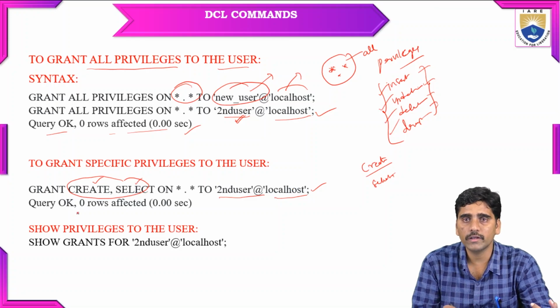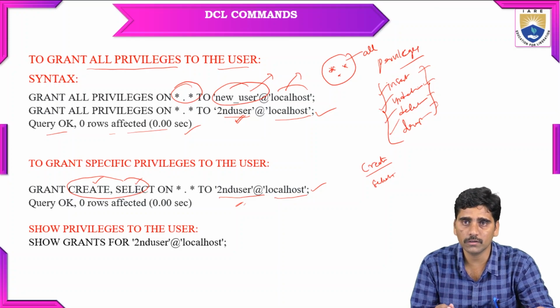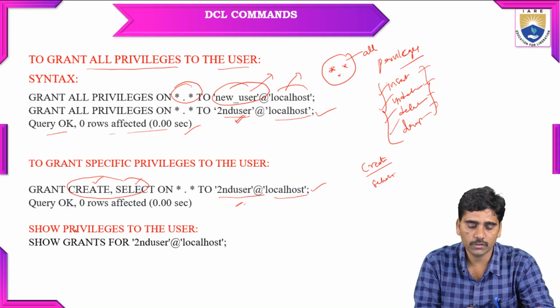Now the query is executed in a very short amount of time. After executing this, you can specify the privileges also. So now I have granted privileges to the users: all privileges to the new user, and here CREATE and SELECT privileges to the second user. Now if I want to see whether privileges are assigned to the particular user or not, you need to see the privileges.